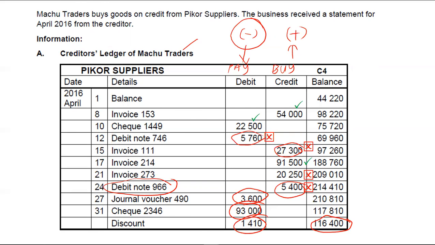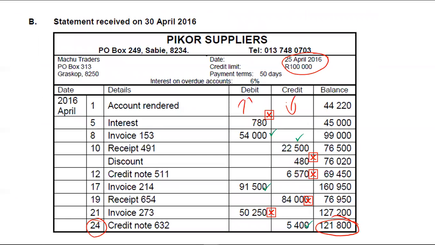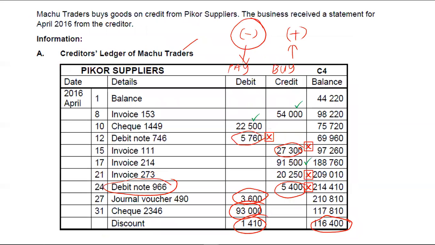116,400. Okay. And then they said Pico suppliers made an error in the recording of invoice 273 on the statement. Let us look at that invoice. So they made an error. So if they made an error, it simply means that it must be corrected in the recon. So it's with reference to 273. So they recorded our invoice as 50,250, which is a mistake on their side. So the difference, it means that they say we owe them more. In reality, we actually owe them 20,250.